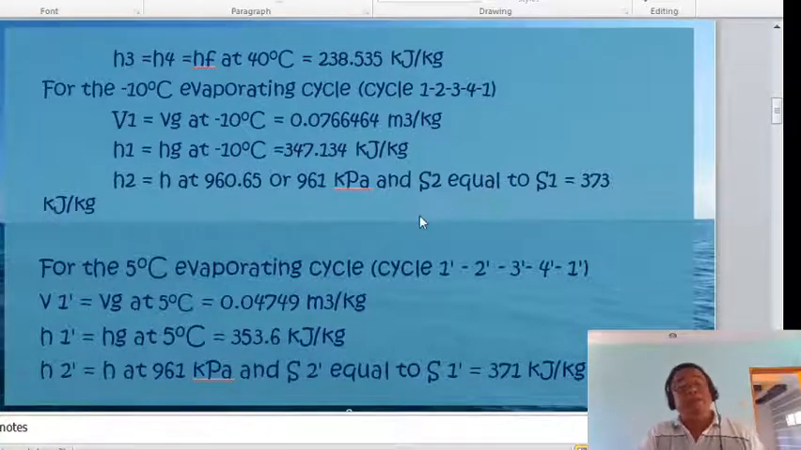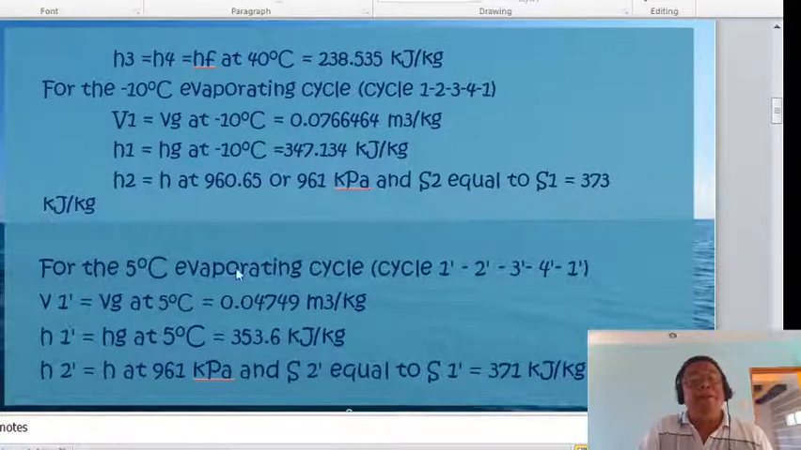Let us now consider if we increase the evaporating temperature to 5 degrees. The cycle now is 1 prime, 2 prime, 3, 4 to 1 prime. Again, the condition at 1 is gas. Looking for the value of the specific volume of the gas at 5 degrees, that is 0.04749 cubic meter per kilogram. Getting h1 equal to hg at 5, that is 353.6 kilojoules.